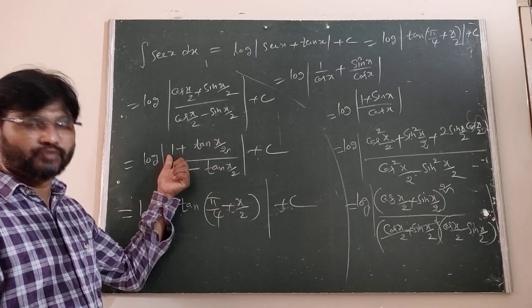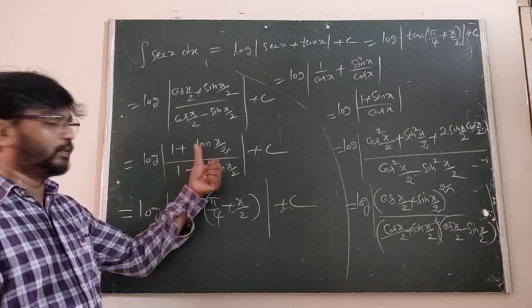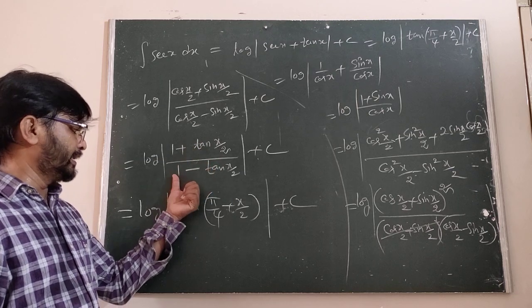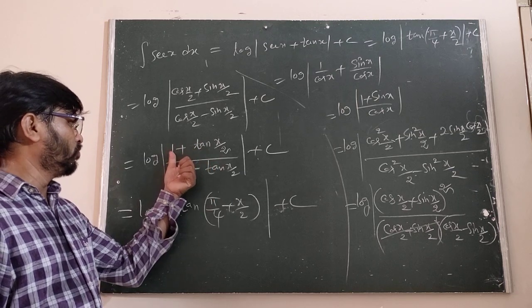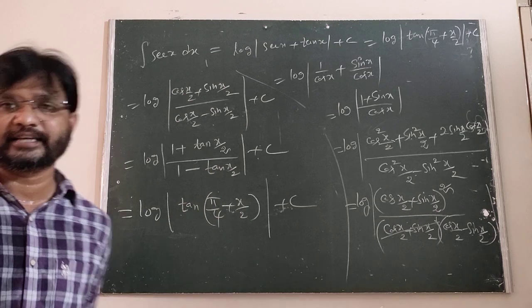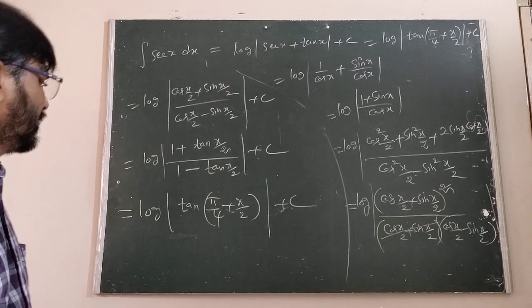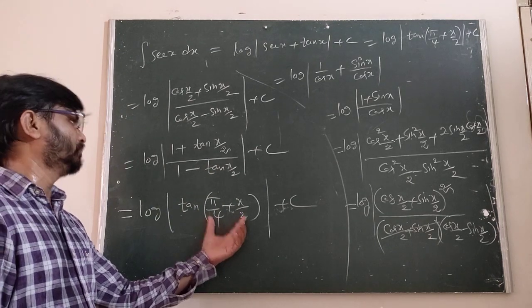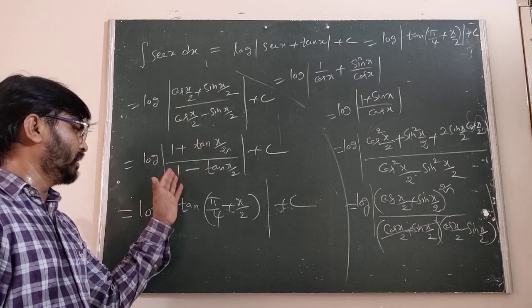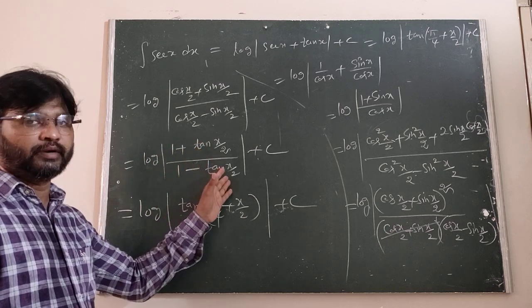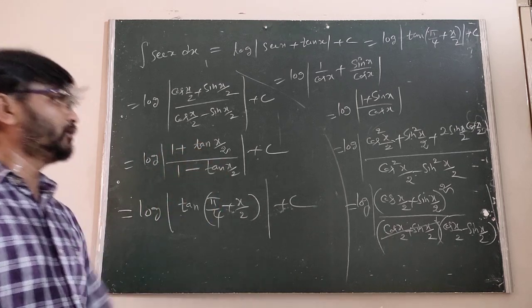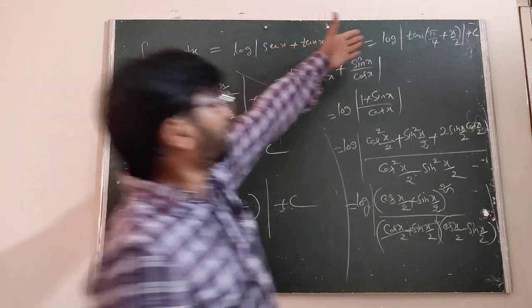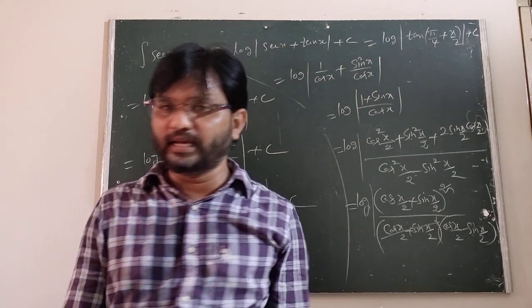Tan 45 is 1, plus tan b is tan x by 2, whole by 1 minus tan a into tan b. 1 into tan x by 2 is tan x by 2. Now this is tan of a plus b, which is tan a plus tan b by 1 minus tan a into tan b. Tan 45 into tan x by 2. That is our required answer: log mod of tan of pi by 4 plus x by 2.